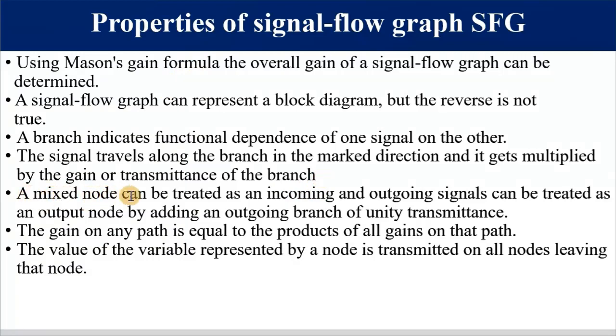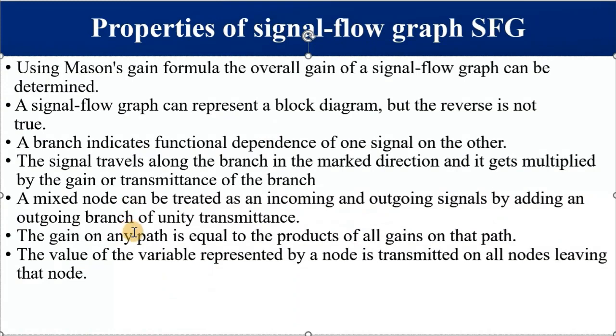Then we also defined a mixed node, and we said it can be treated as incoming and outgoing signals, by adding an outgoing branch of unit transmittance. Then we are saying the gain on any path is equal to the product of all gains on that particular path. We saw this. Then the value of the variable represented by a node is transmitted on all branches leaving that node. Guys, take note of these properties. They will help you to find the overall gain or the overall transfer function of a given signal flow graph.